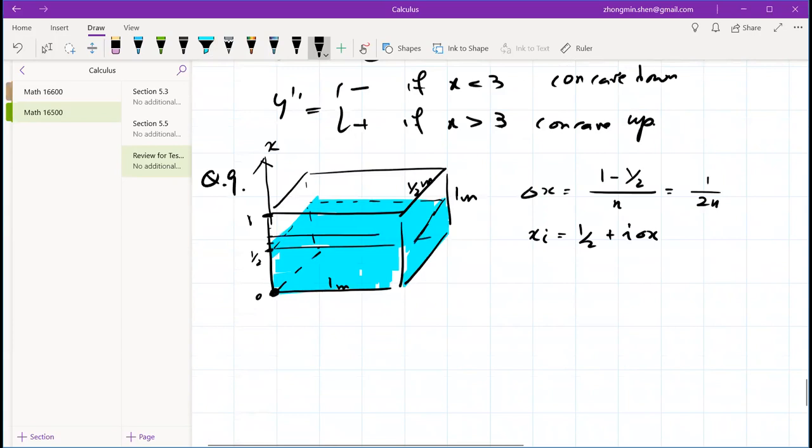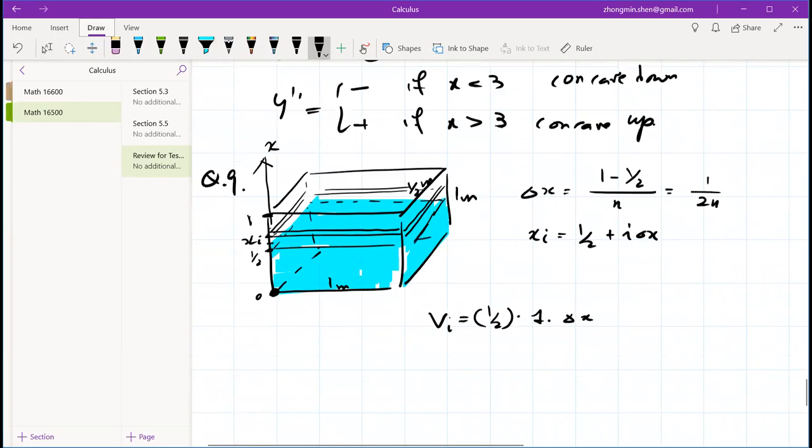So let's take a look at one slice. How heavy is the one slice? The volume of that one slice is going to be the width 1/2, the length 1, and the thickness delta x. Yeah, this will be at x_i, right? So that's the volume.